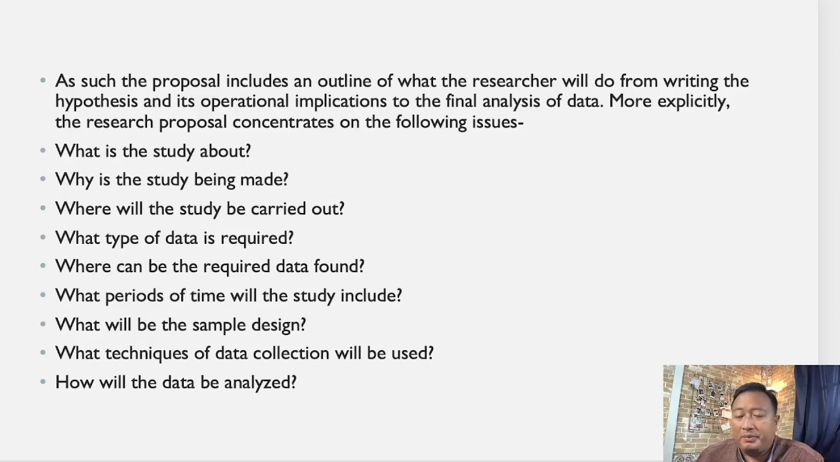As I said, it must be manageable, it must be doable, it must be within the time frame. What will be the sample design? What techniques of data collection will be used? How will the data be analyzed, and so on? So these are the questions that should be around your head right now. We should be doing that at your group level. You should discuss this.